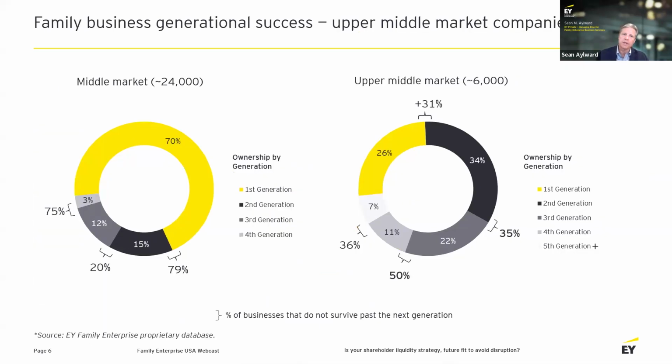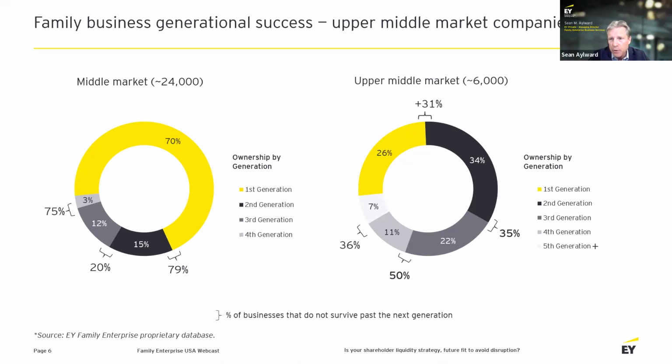As we move to the next slide, one thing we notice and what we're trying to balance when we think about stakeholder liquidity and shareholder liquidity is that most middle market family-owned enterprises sit in the first generation, so about 70%. About 15% of them can move to generation 2, about 12% make it to generation 3, and about 3% make it past generation 3.